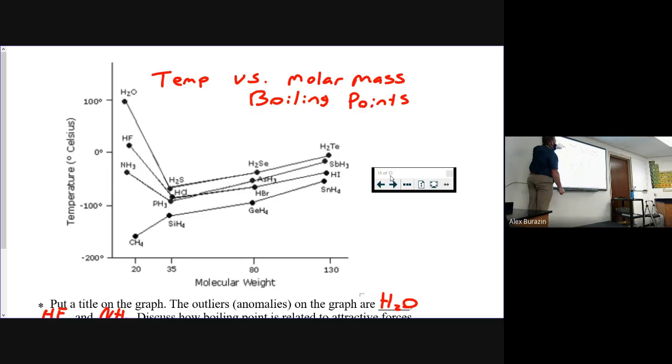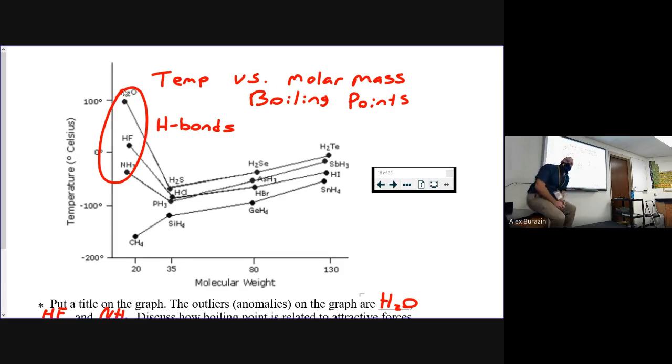Water, hydrogen is bonded to oxygen. HF, hydrogen is bonded to fluorine. NH3, hydrogen is bonded to nitrogen. These have hydrogen bonding. Those three substances have hydrogen bonding intermolecular forces. None of the other 13 things on this graph have hydrogen bonds.